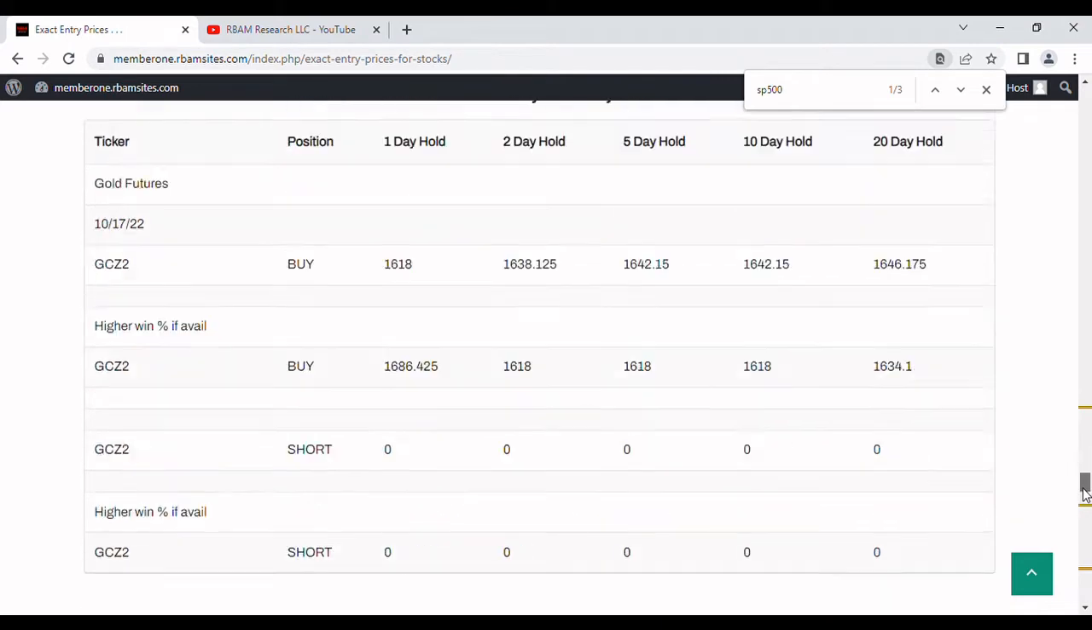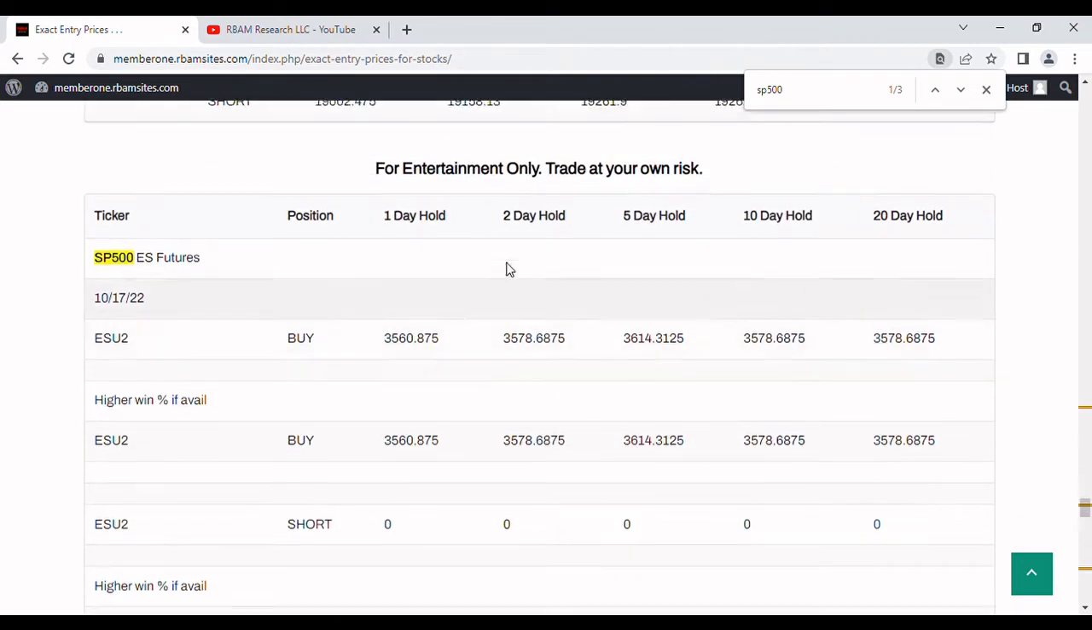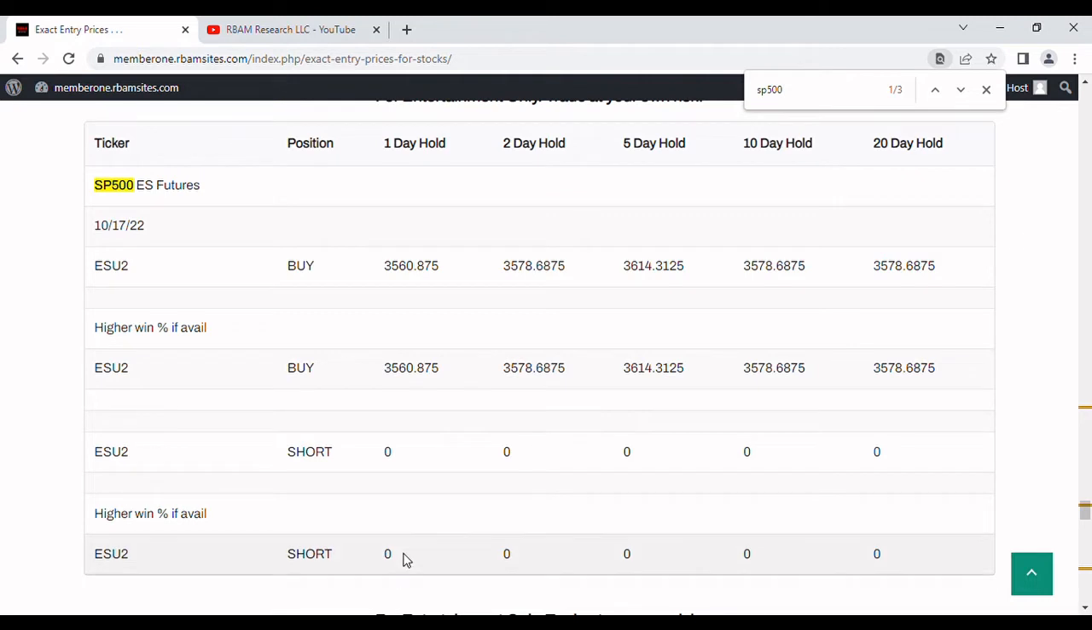Let's go down and take a look at the non-trend following systems. If you're going to use day trade for S&P 500 for entertainment purposes only, you would use our 1-day hold for the buys and our 2-day hold for the shorts. You're not going to see a 1-day hold short in this ever, but you do see 2-day holds for the shorts and 1-day holds for the buys. You can see for the 1-day hold buy today here, you've got 35.60. The market low today is 35.90, so it has not got there yet.